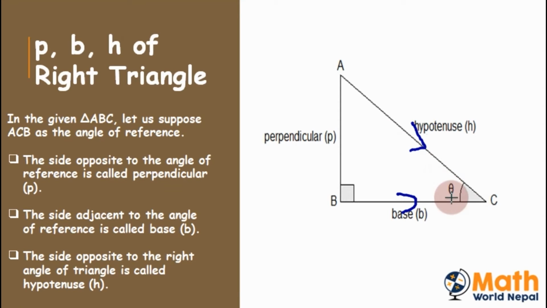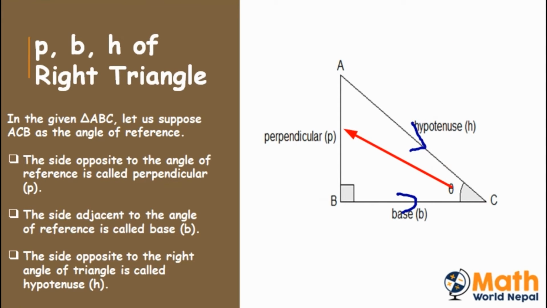Now the side which is exactly opposite to the angle of reference is called perpendicular, and in the figure we can see that side AB is exactly opposite to the angle of reference. So AB is the perpendicular of the right angle triangle, and the side which shares common vertex or is adjacent with the angle of reference is called base. So in the figure we can see that the angle of reference and side BC share common vertex, so BC is the base of the right angle triangle.